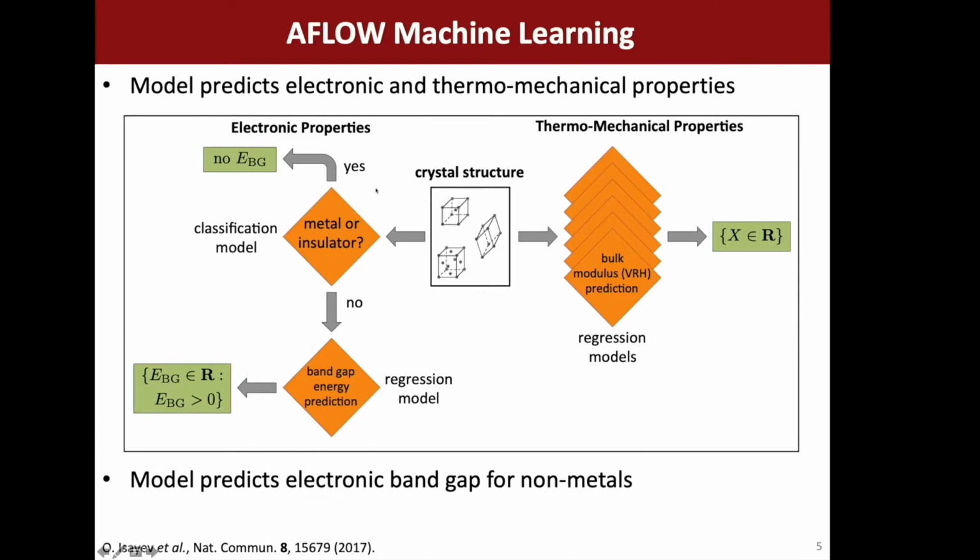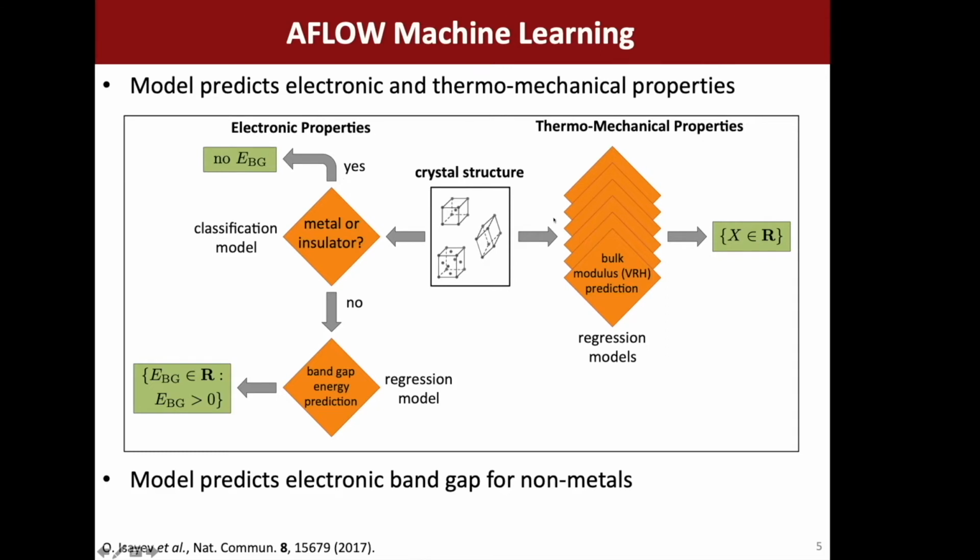So there are two different sets of machine learning models. One is for electronic properties and the other is for thermomechanical properties. Within the electronic properties, the first thing it does is use a classification model to determine whether or not the material has a band gap, so whether it's a metal or an insulator. If it's a metal, then there's no band gap. If it's an insulator, then a regression model is used to predict the value of the band gap.